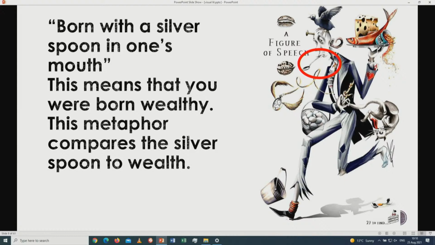Born with a silver spoon in one's mouth. We can see that in the illustration. This means that you were born wealthy. This metaphor compares the silver spoon to wealth.